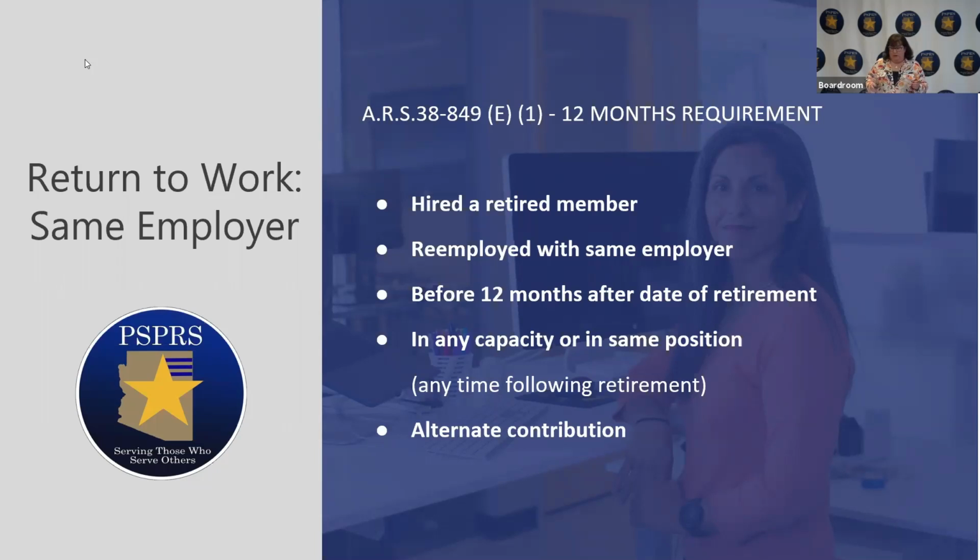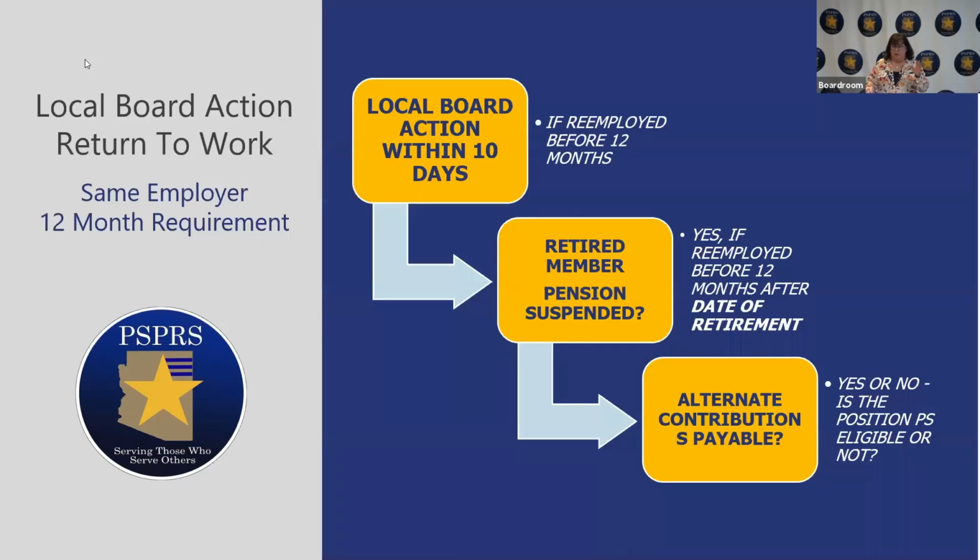Now the other one, well, let me go to this. So the local board needs to take action regarding the 12 months, before 12 months from date of retirement. Local board action needs to occur within 10 days if the reemployment is before 12 months. Does the retired member's pension need to be suspended? Yes, if reemployed before 12 months after date of retirement, first of the month following.